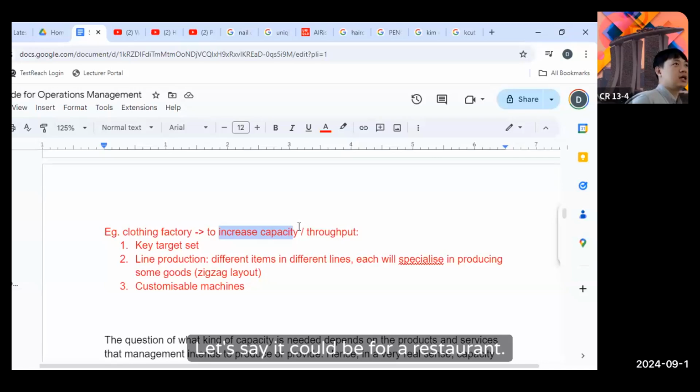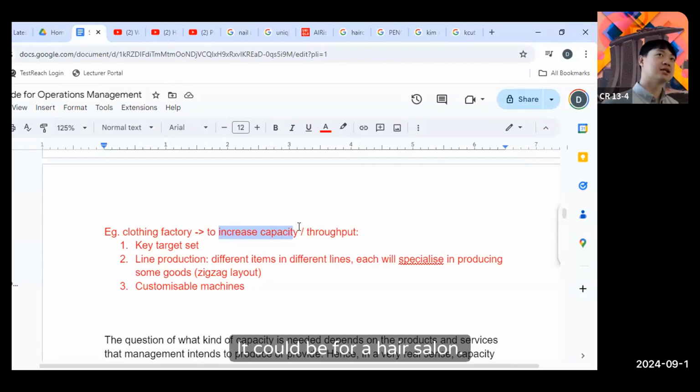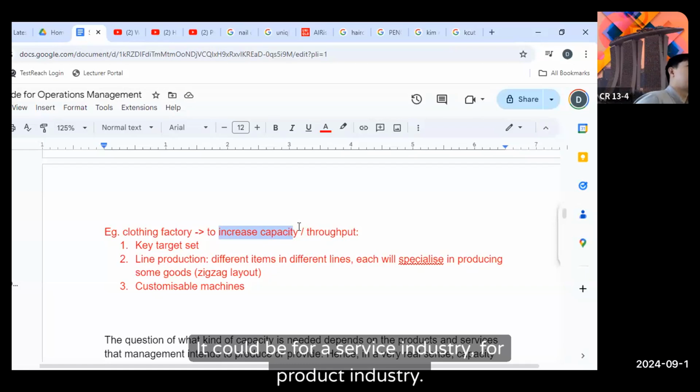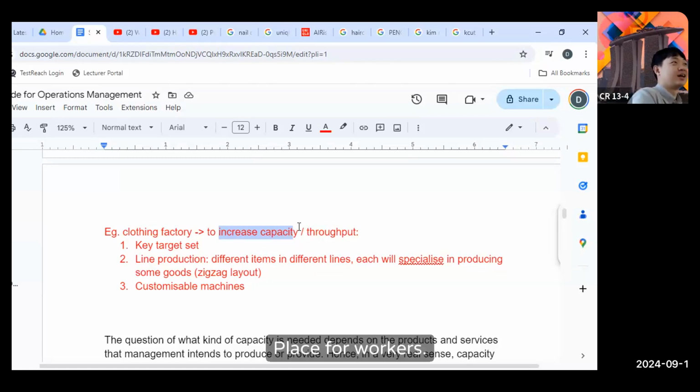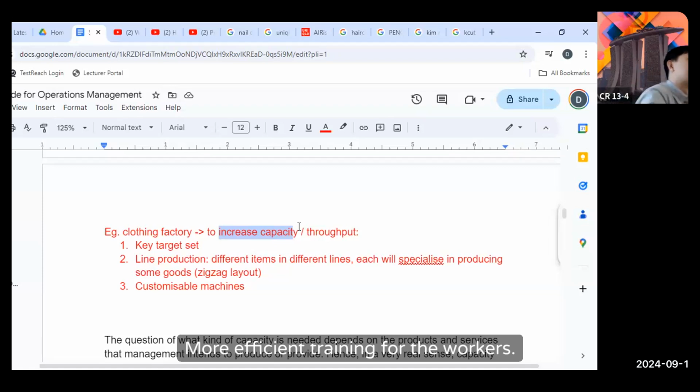It could be for a restaurant, a hair salon, a service industry, or a product industry. Any general guidelines to help us increase capacity? Specialization, and more efficient training for the workers.